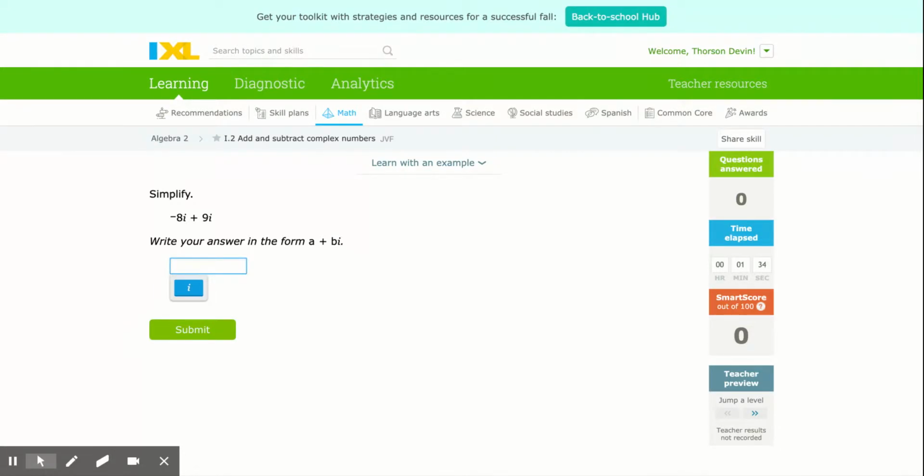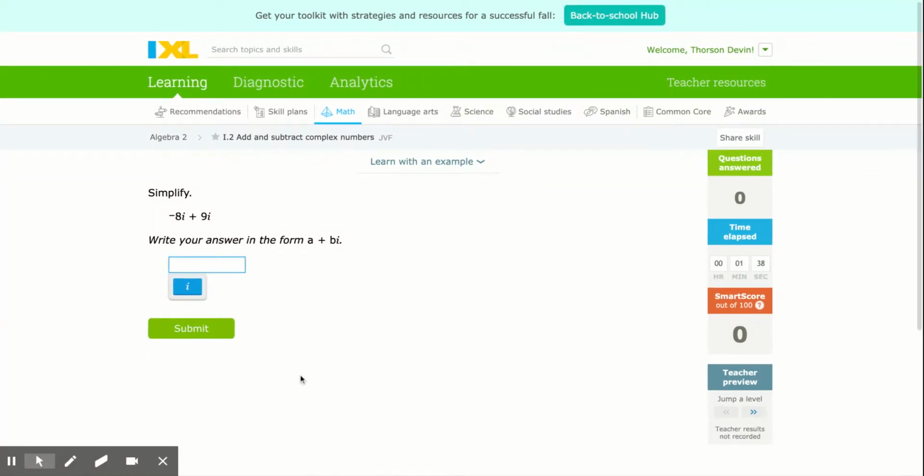Welcome. Today we're going to learn to add and subtract complex numbers. Not very difficult. All you have to do is be able to add like terms, in a sense. The i terms you would combine. If there were non-i terms, you would combine those. So here, simply, negative 8i plus 9 more i's is a positive 1i.